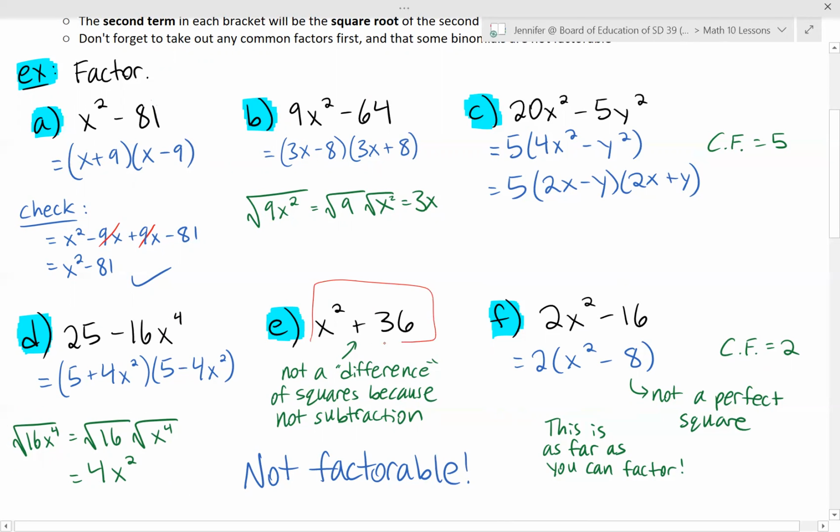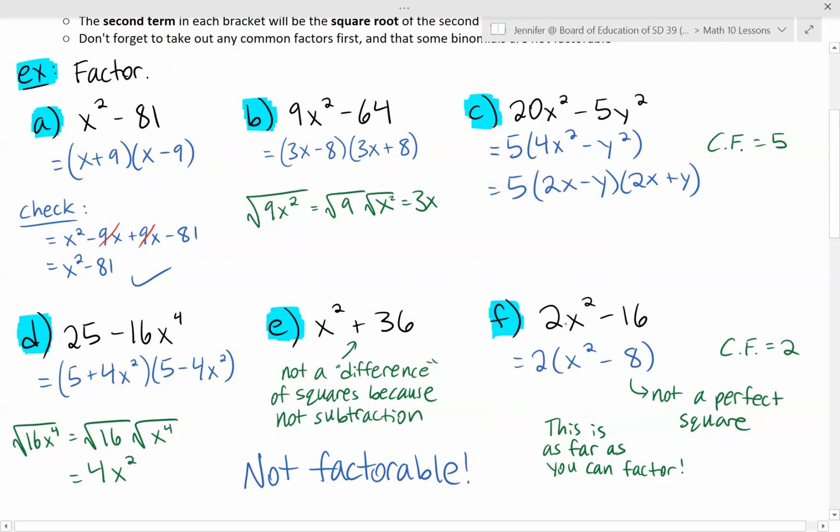A common mistake people make is they look at this, they identify that this is a perfect square, this is a perfect square, so it must be good, we can go ahead with it. But this is not a difference of squares because this is addition, not subtraction. So this is not factorable. We can't do anything else with this. We leave it as it is.